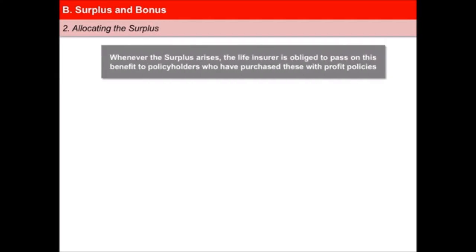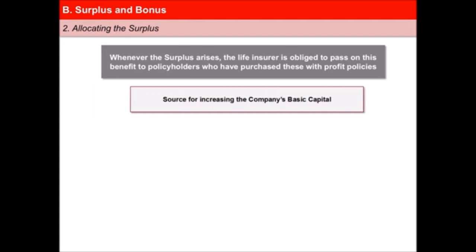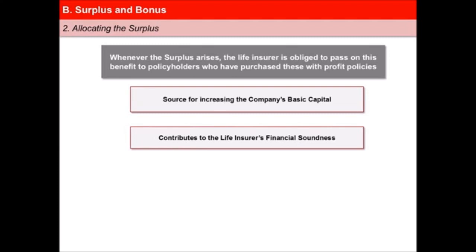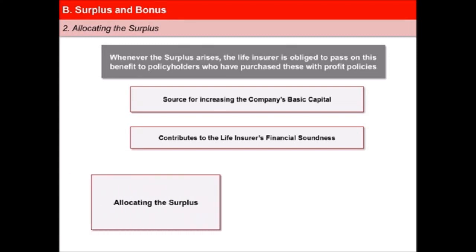Now we will look at the process of allocating the surplus. Whenever the surplus arises, the life insurer is obliged to pass on this benefit to policyholders who have purchased with-profit policies. At the same time, surplus is also a source for increasing the company's basic capital. It contributes to the life insurer's financial soundness. Let us now look at the methods of allocating the surplus.